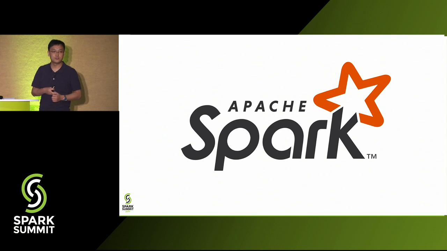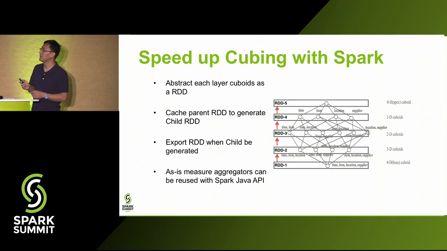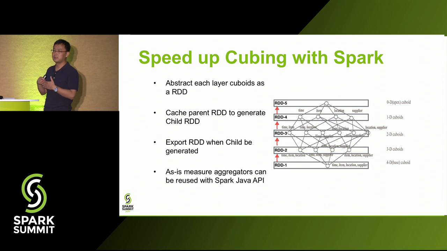I believe every one of you knows Spark very well, so I don't need to introduce it in detail. In the development of Kylin 2.0, we moved the cubing jobs onto Spark. The methodology is similar to what we did in MapReduce. We use the layered cubing method. Here we abstract each layer of cuboids as one RDD and use the parent RDD to generate the child RDD.